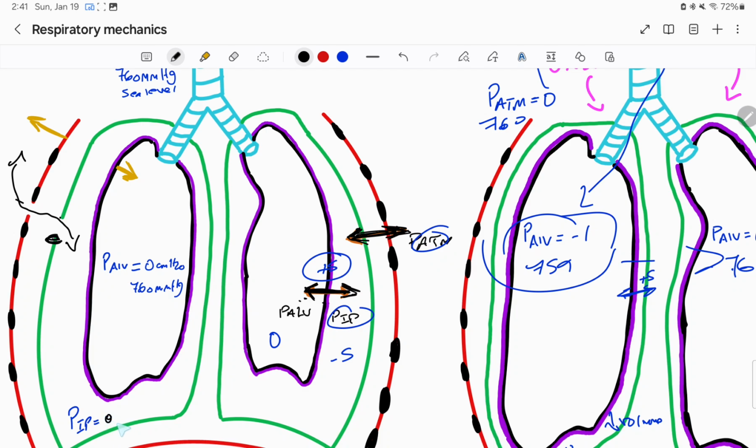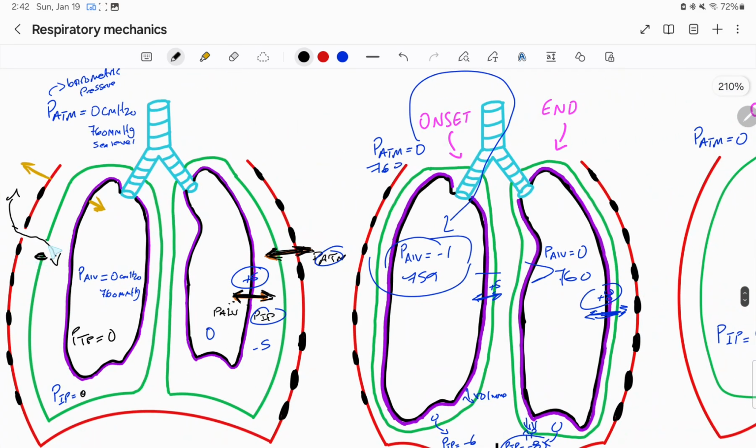If this pressure is zero and the pressure in the alveoli is zero, and I subtract this by this, the transpulmonary pressure becomes zero. What does that mean? That means the lungs fully collapsed. Okay? So that's pneumothorax right there.